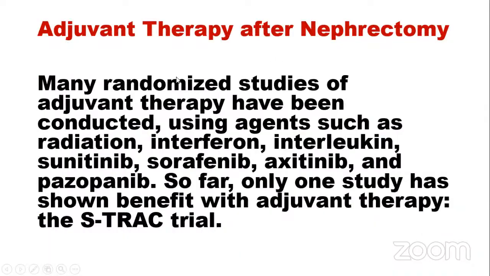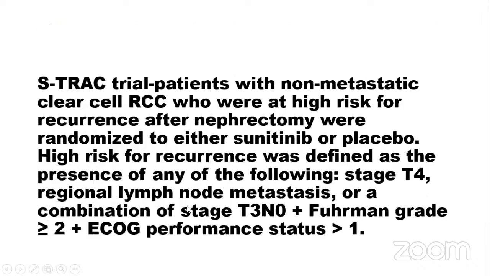Adjuvant therapy after nephrectomy. Many randomized studies of adjuvant therapy have been conducted using agents such as radiation, interferon, interleukins, sunitinib, sorafenib, axitinib, and pazopanib. So far the only study that has shown benefit with adjuvant therapy is the S-TRAC trial. In S-TRAC, patients with non-metastatic clear cell RCC who were at high risk of recurrence after nephrectomy were randomized to either sunitinib or placebo.